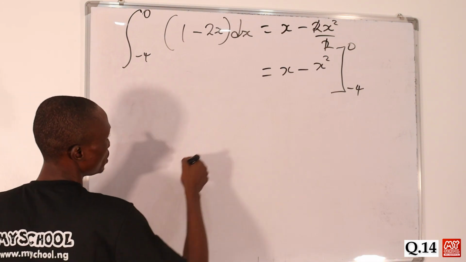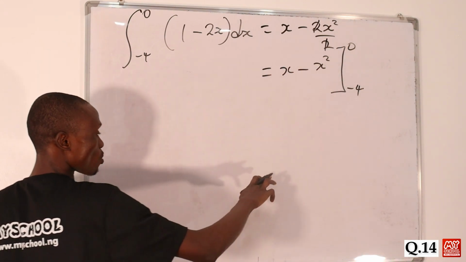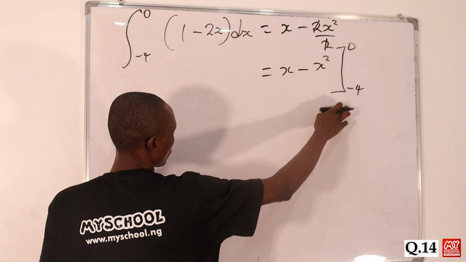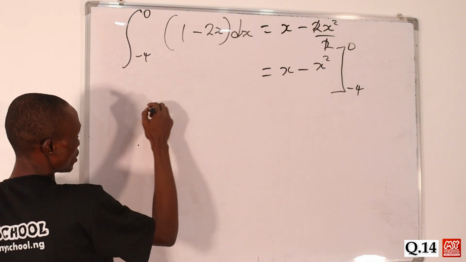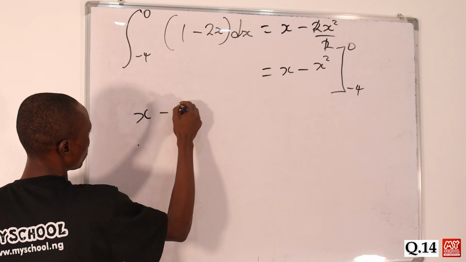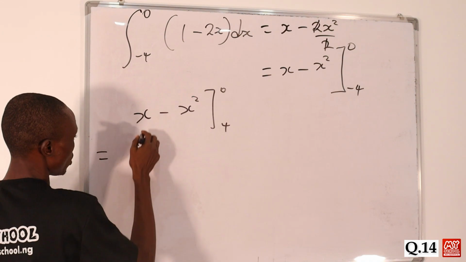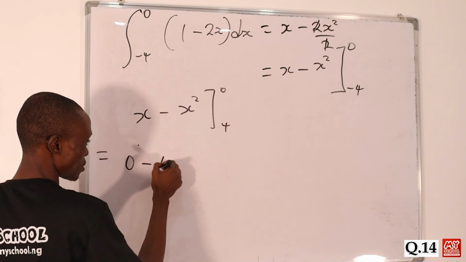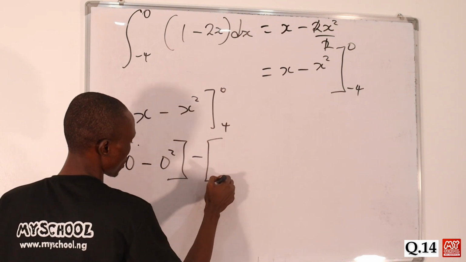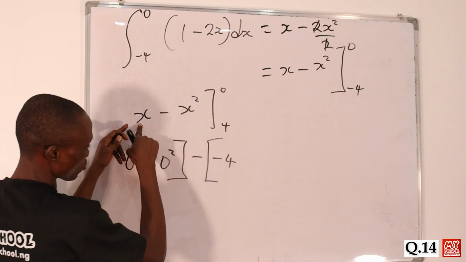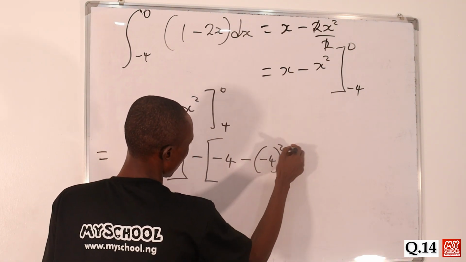So to apply our limit, meaning anywhere we see x, we replace it with 0 first, then minus, anywhere we see x, replace it with minus 4. Okay, so let's rewrite this out. So x minus x squared, where we are given this limit, will now be equals to 0 minus 0 squared in bracket, then minus, another bracket open, minus 4 for the x, then minus in bracket minus 4 squared, also in bracket.